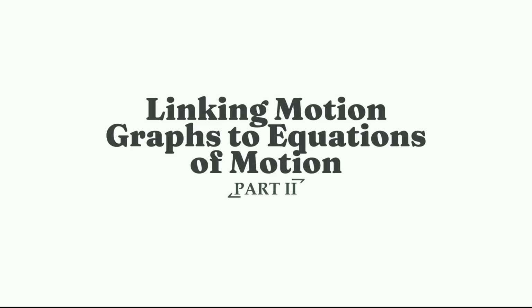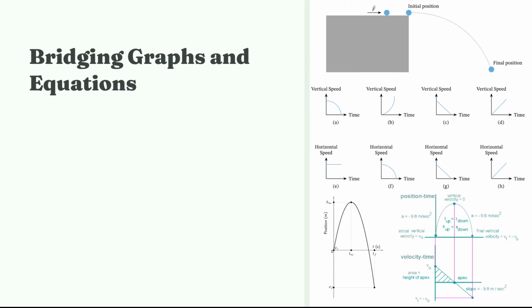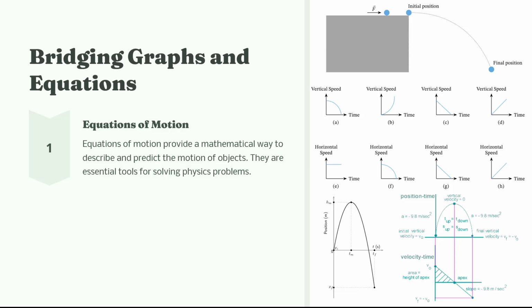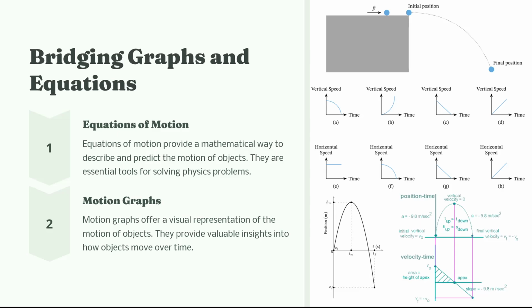Part 2. Making graph equations of motion. Bridging graph and equations. Equations of motion provide a mathematical way to describe and predict the motion of objects. They are essential tools for solving physics problems. Motion graphs offer a visual representation of the motion of two objects. They provide valuable insights into how objects move over time.